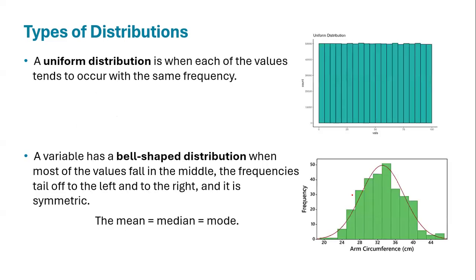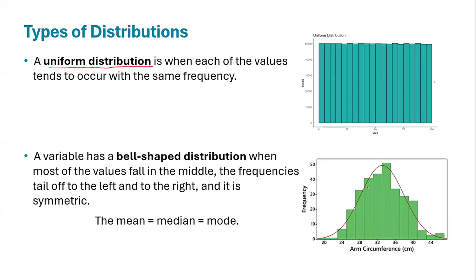We have different types of distribution. If you see in your data set that all numbers are repeating the same, they're all repeating once or twice, they have the same frequency, you will have a uniform distribution. A uniform distribution is usually like a rectangle because all of the numbers have the same frequency. The height of each bar should be the same or almost the same.